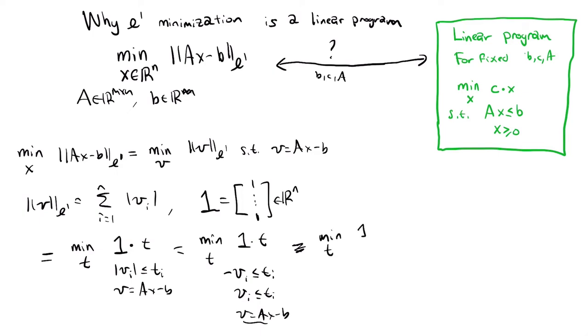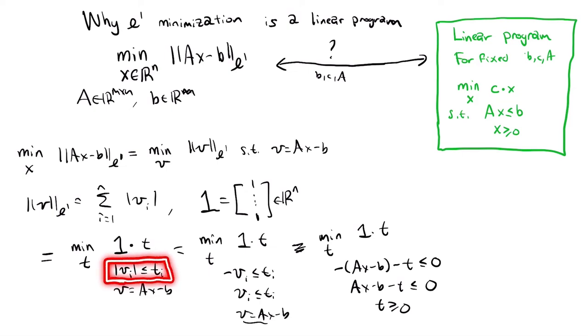So I'm going to rewrite this as 1 dot t, with the constraints Ax minus b minus t, and I'm going to subtract t to the other side. Remember that the less than or equal to and greater than or equal to in this context mean component-wise. It means for every i, the components are less than or equal to 0. And the constraint that the absolute value of v_i is less than or equal to t_i implicitly tells us that t is greater than or equal to 0.